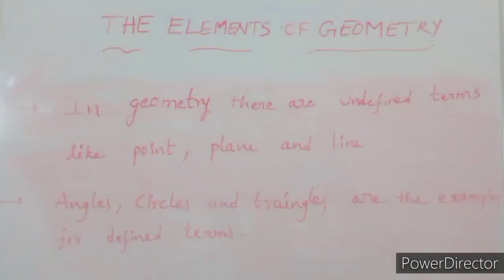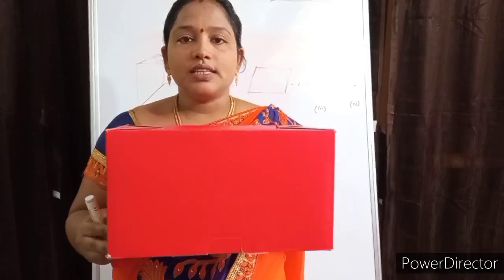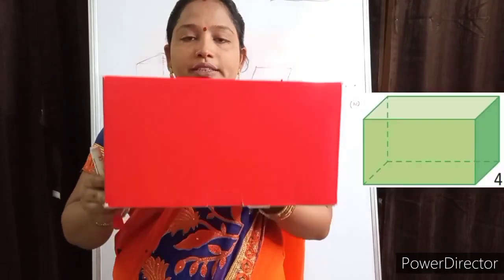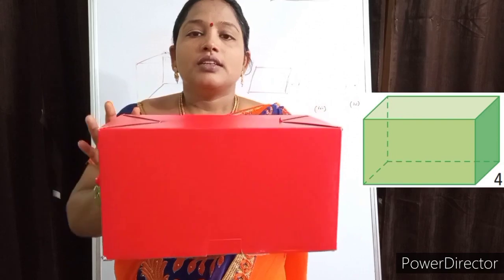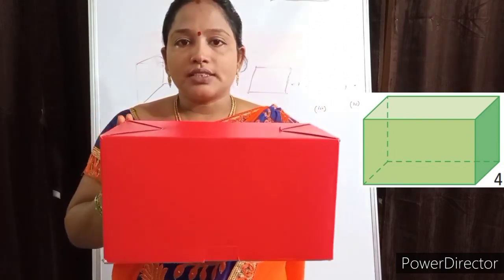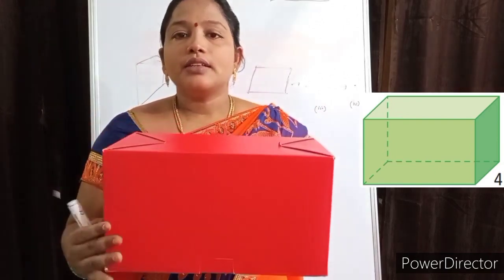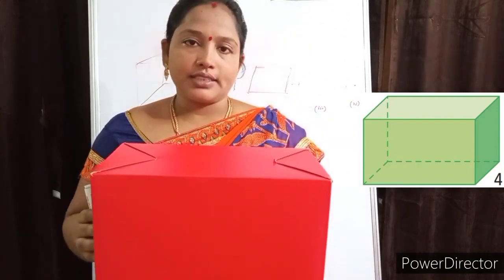In geometry, there are undefined terms like point, plane, and line. Angles, circles, and triangles are examples of defined terms. See the shape of a cuboid. A cuboid has three dimensions: length, breadth, and height.